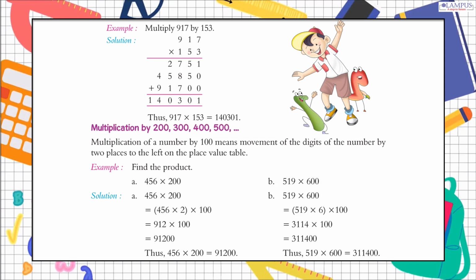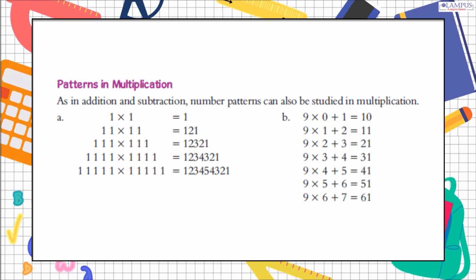B. 519 times 600. Solution. 519 times 600 equals 519 times 6 times 100 equals 3114 times 100 equals 3,11,400. Thus, 519 times 600 equals 3,11,400. Patterns in multiplication. As in addition and subtraction, number patterns can also be studied in multiplication.